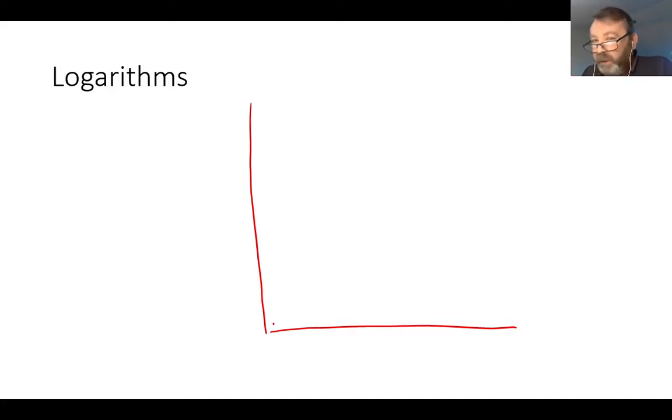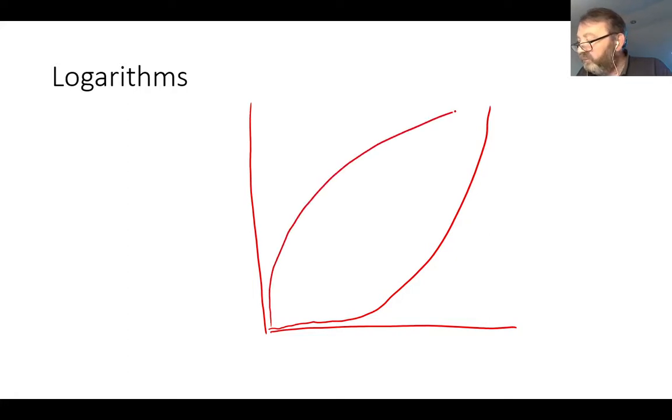Now, we already know from a previous chapter on functions that exponential functions kind of creep up gradually first and then all of a sudden they explode. Logarithmic functions, on the other hand, increase rapidly and then tail off. So you get something like that. So this one here would be your log function and this one here would be your exponential function.